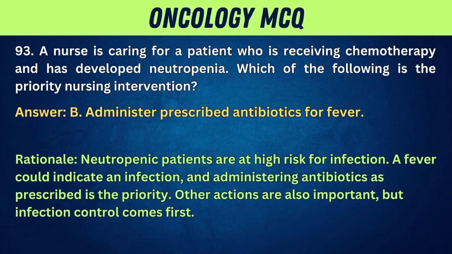Rationale: neutropenic patients are at high risk for infection. A fever could indicate an infection, and administering antibiotics as prescribed is the priority. Other actions are also important, but infection control comes first.